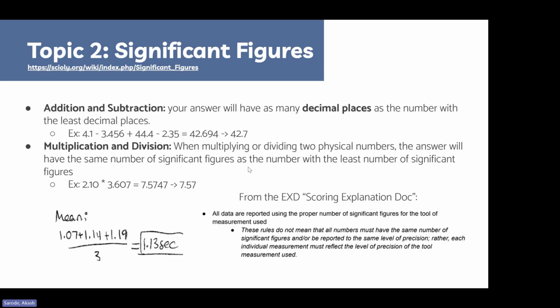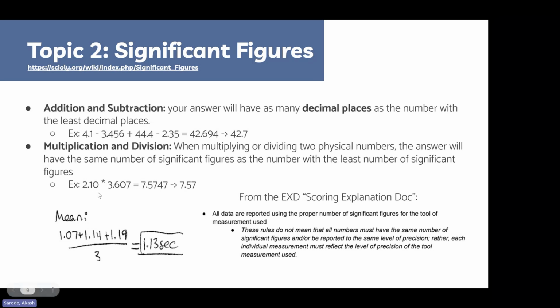And then for multiplication and division, when you're multiplying or dividing two numbers, the answer will have the same number of significant figures as the number with the least number of significant figures that you're multiplying or dividing. So in this example, 2.10 has three significant figures and 3.607 has four significant figures. If you multiply those two numbers, you get the result. And when you're rounding that answer, you want to end up with three significant figures. So we round 7.5747 to 7.57 because that's three significant figures, and the number with the least in our initial two numbers was 2.10, which is also 3.